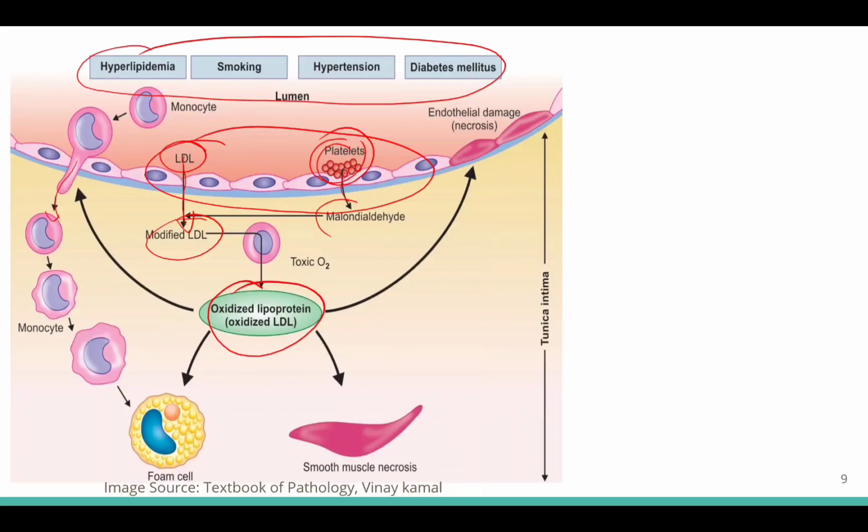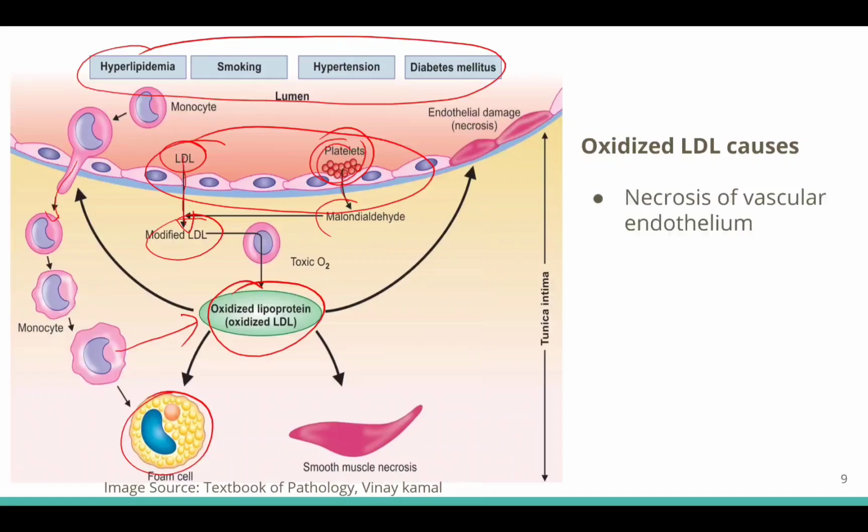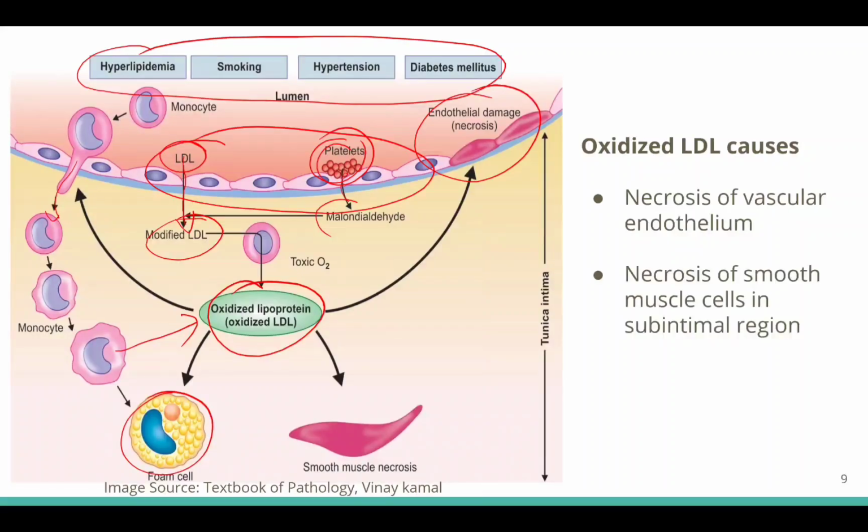Monocytes or macrophages can engulf these oxidized LDL to form foam cells. These oxidized LDL cause endothelial damage or necrosis. It can cause necrosis of the smooth muscle, and it can cause chemotaxis of the monocytes or macrophages to form more foam cells.